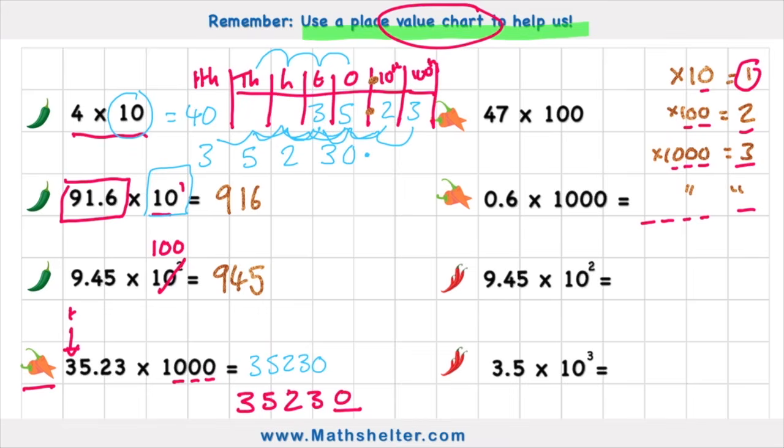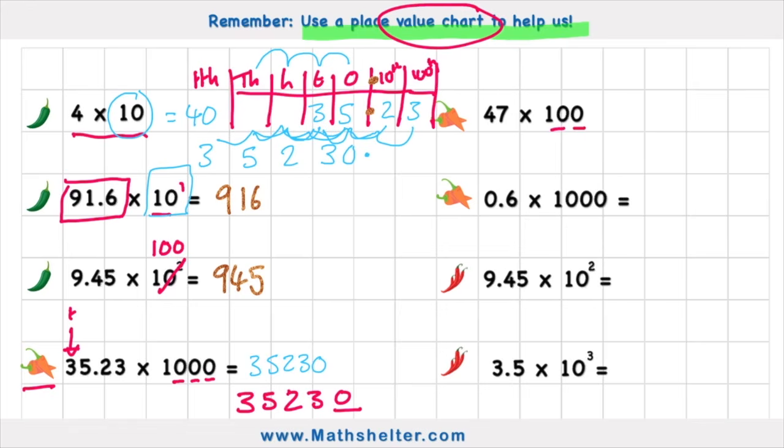So let's see if we can do it a bit quicker with the rest of these challenges. And 47 times 100, well, I'm going to be adding 2 zeros essentially.